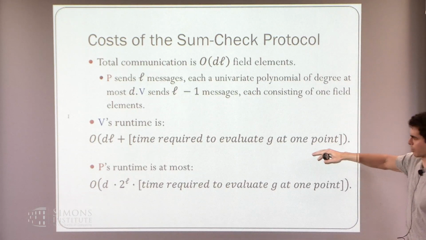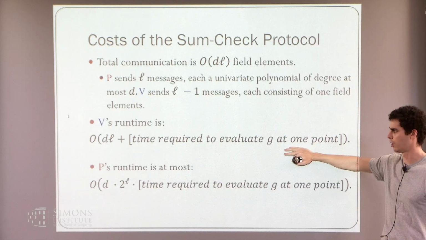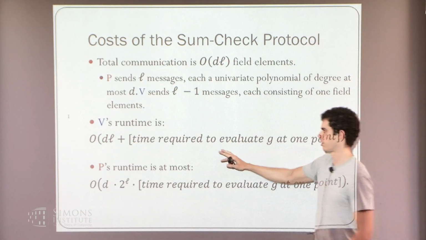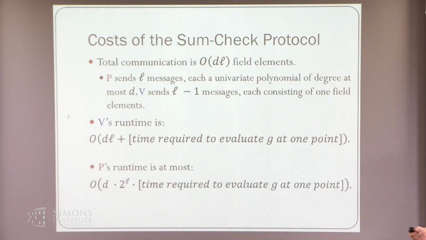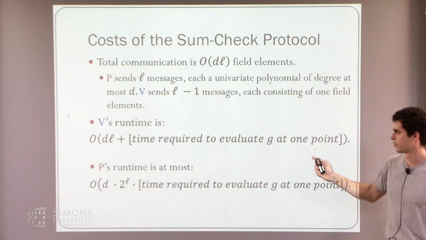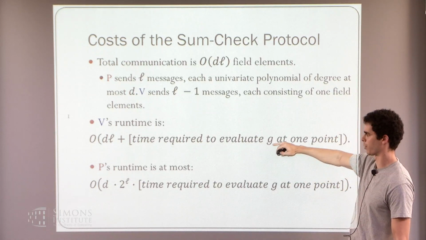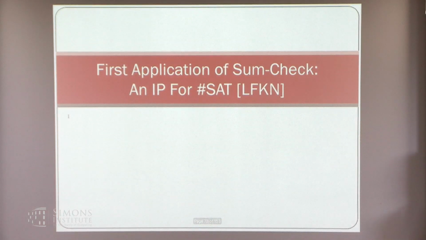And we should compare this one last time to the time required to just solve the problem in the first place. That time is at least 2 to the L times the time required to evaluate g at one point, right? Because the function we're trying to compute here is summing g's evaluations at 2 to the L inputs. We basically turned 2 to the L evaluations of g, as far as the verifier's runtime goes, down to 1 evaluation of g. All right, so now we're going to see why this protocol is so useful.